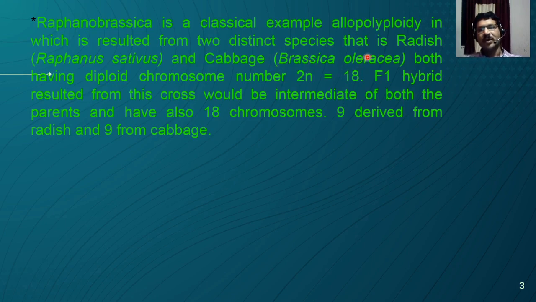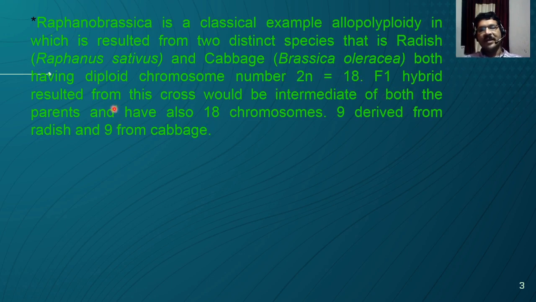So these 2 species have been derived from 2 different genera. Here you can see cabbage and radish, here Brassica and here Raphanus. So these 2 are the distinct species. We have selected these 2 distinct species, radish and cabbage, as the parents, both having diploid chromosome number 2n is equal to 18.